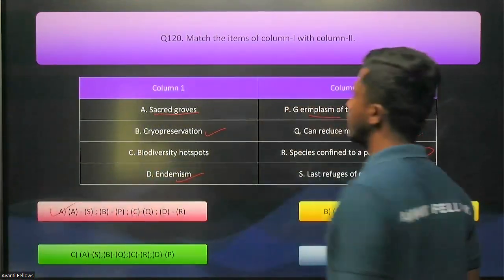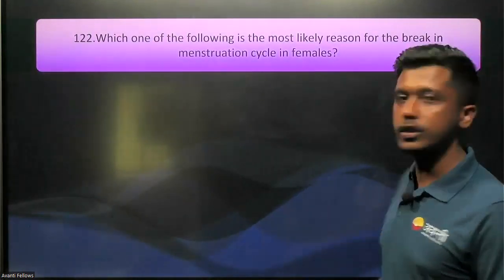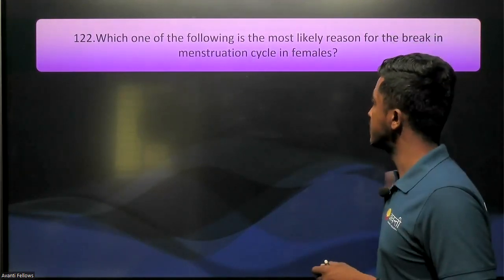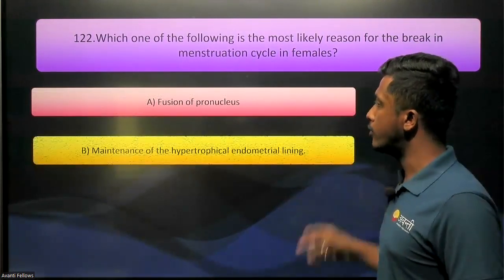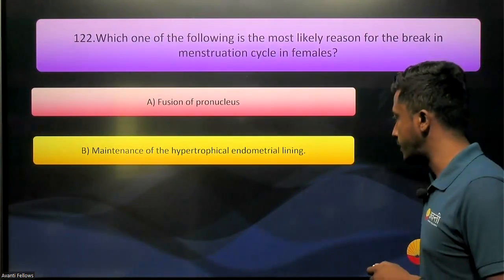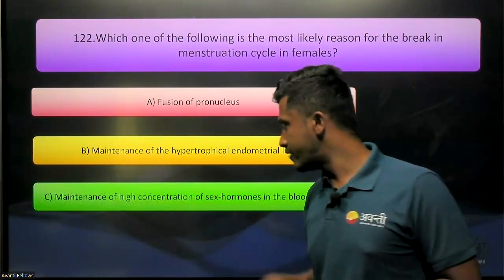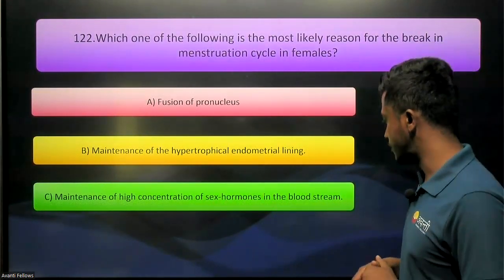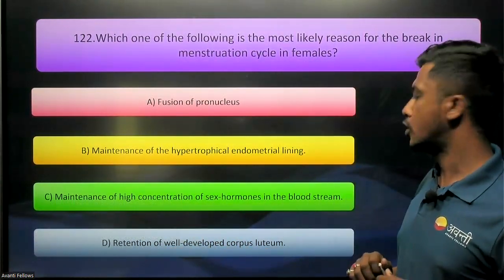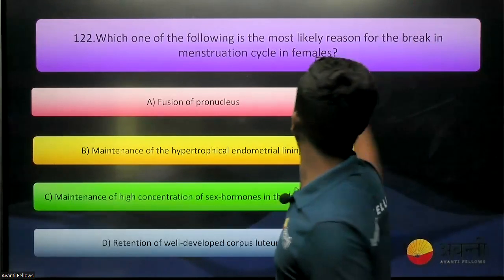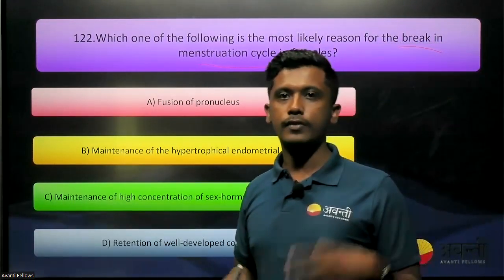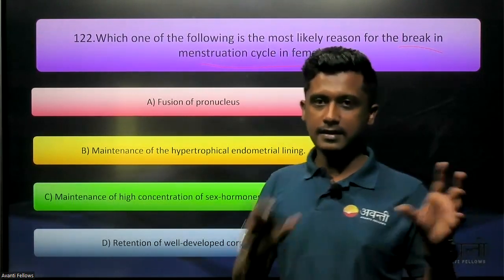So let's look at the next question. Our next question is, which of the following is the most likely reason for the break in menstrual cycle in females? We have our options: fusion of pronucleus, maintenance of the hypertrophied endometrial lining, maintenance of high concentration of sex hormones in the bloodstream, and retention of well-developed corpus luteum. So when does the menstrual cycle break in females? We know the process of fertilization and implantation, but let us take a look at it.